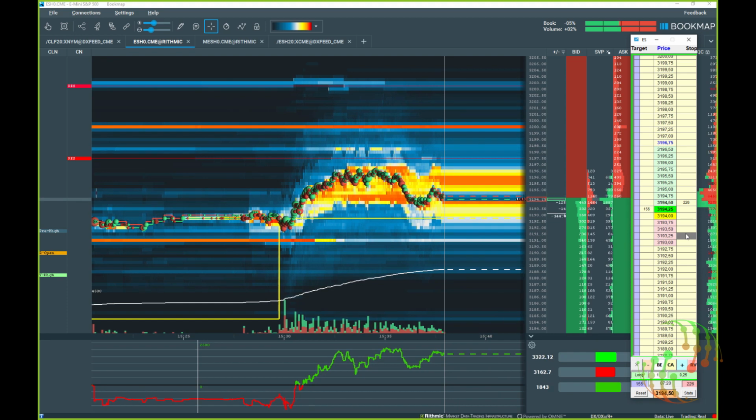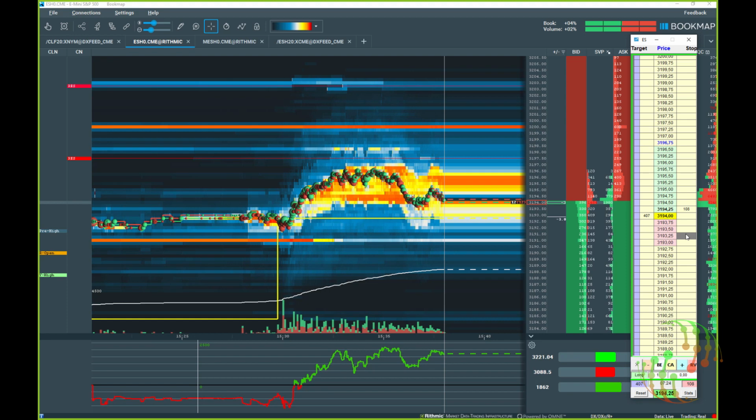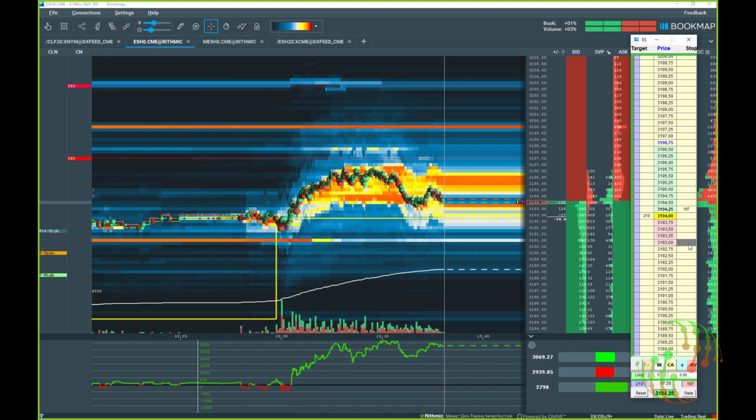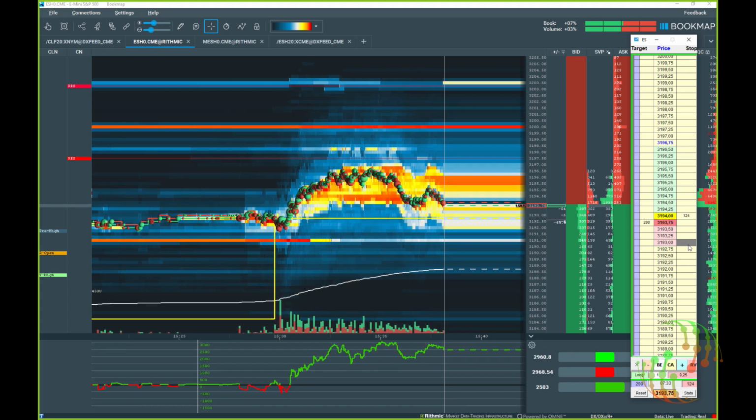So let's see if they can find a support here. I'm lowering my stop at 93 to give a little bit of room. If not, I'm stopped out and then looking for new entries.